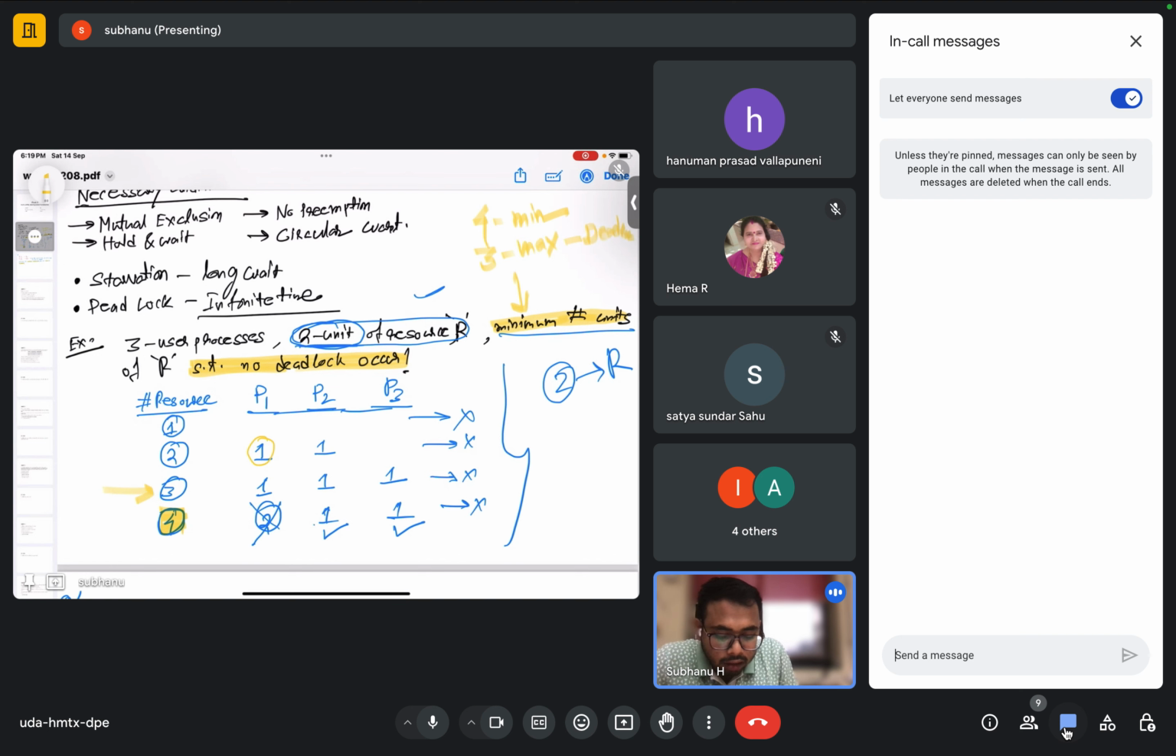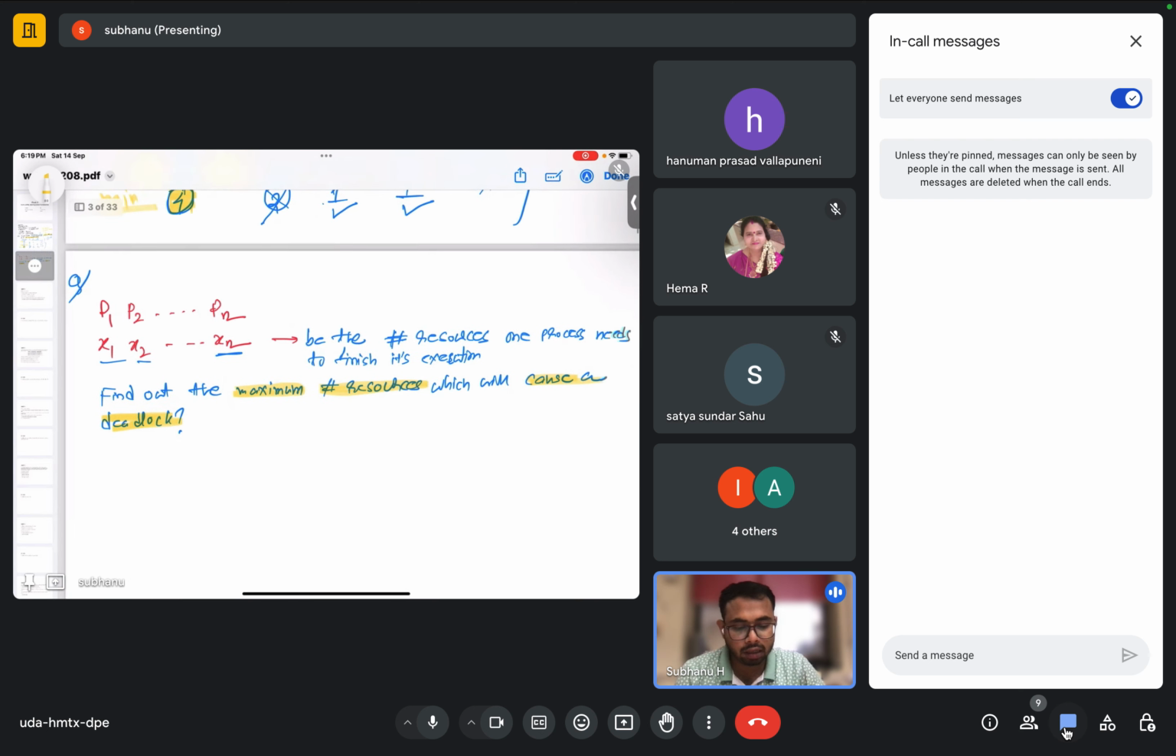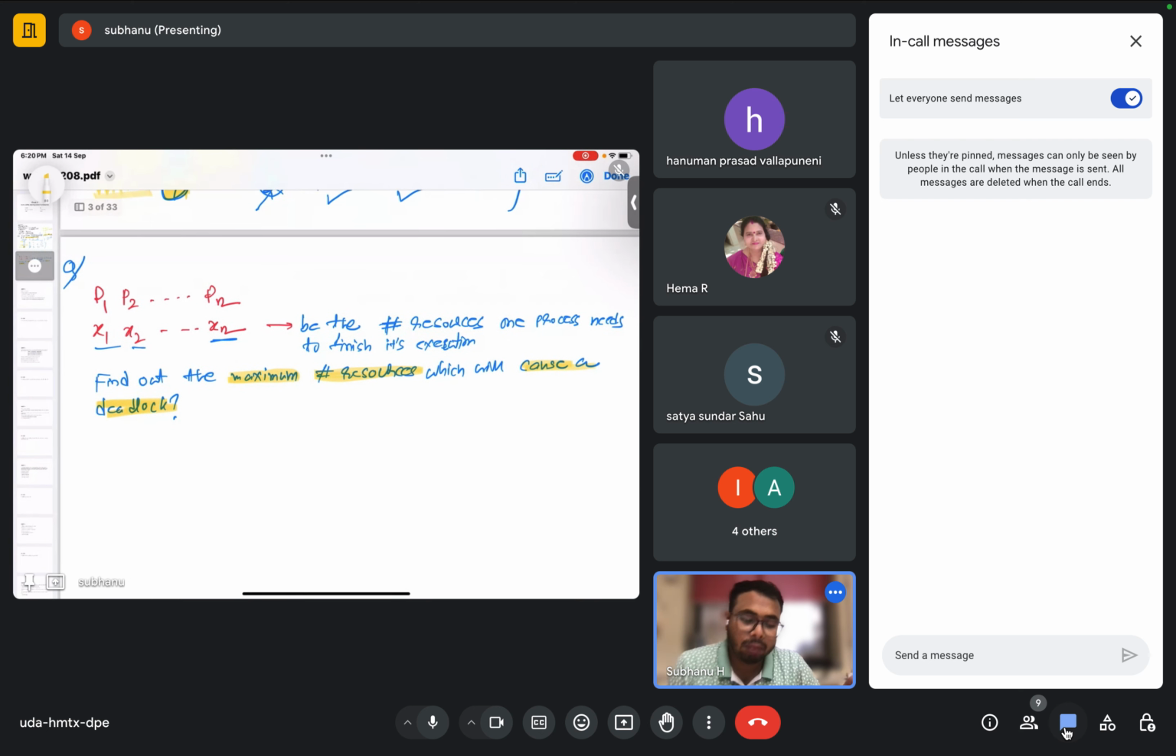That means that 1 will cause a deadlock definitely, 2 will also cause a deadlock, and 3 is the maximum. 3 is the upper bound: even if you get 3 resources, all processes will not be executed. So 3 is the maximum for which there will be a deadlock, and 4 is the minimum for which there will not be a deadlock. Are you getting the points? This is the question now: what is the maximum number of resources which will cause a deadlock?